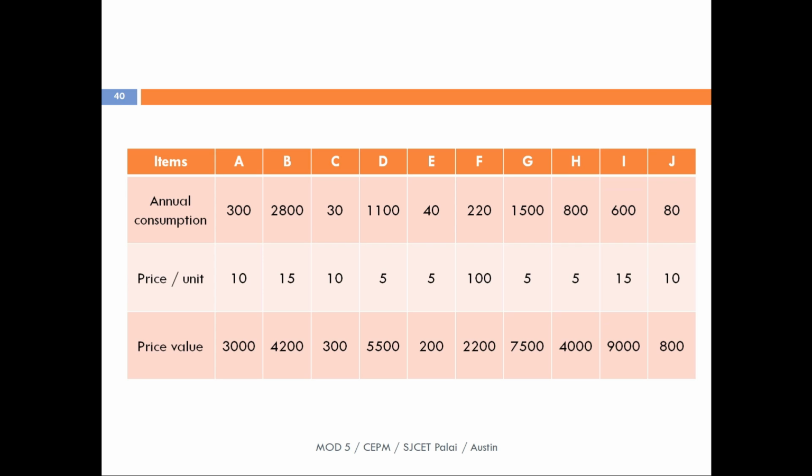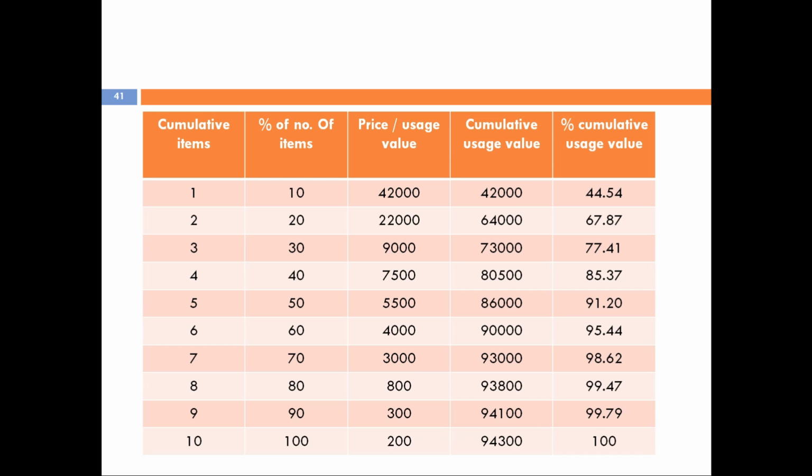So for item A, the price value will be 300 into 10, which will be 3000. For B, it will be 2800 into 15, which is equal to 4200. For C, it will be 30 into unit price 10, which will be 300. If we follow this, we can find the price value, or usage value, or total value of all the items from A to J. That is the next step. And the next step, as we have discussed in the steps under ABC, we will list them in descending order of their total usage cost or price value.